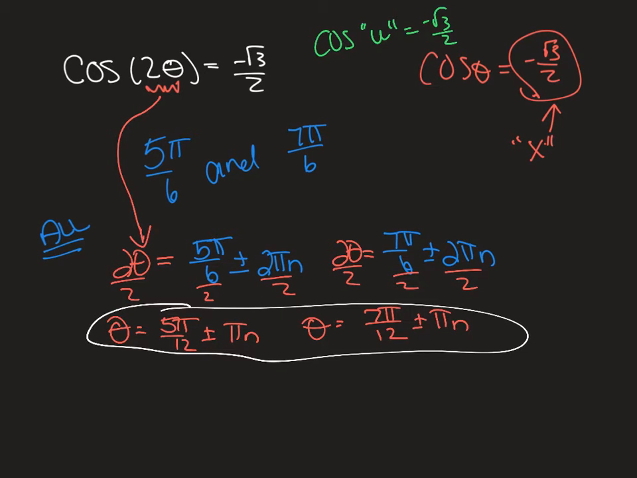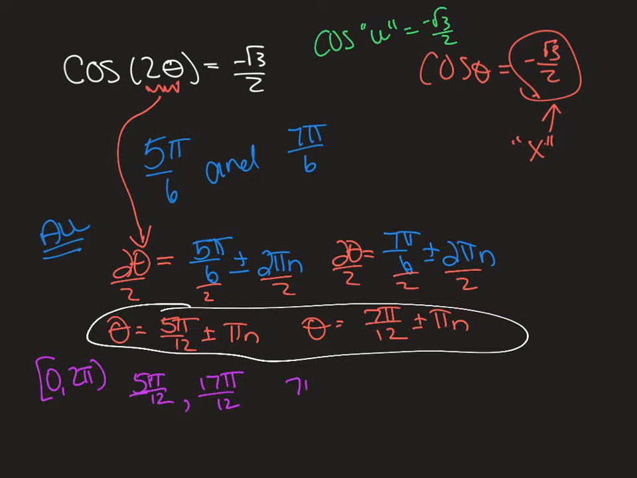If I asked you for the solutions from 0 to 2 pi, including 0 but not including 2 pi, the 5 pi over 12 is one of them. To get the second one, take 5 over 12 and add 1 to it, and you'll get 17 pi over 12. If you try to add 1 again, you get 29 over 12, and 29 divided by 12 is bigger than 2, so you can't do that.